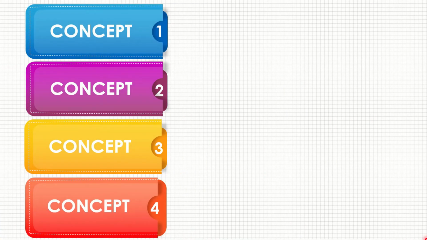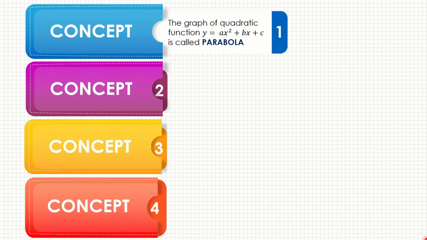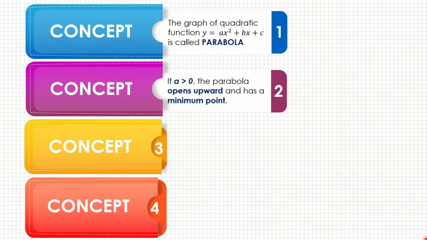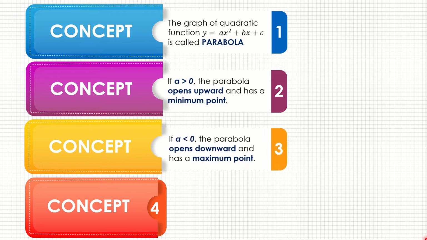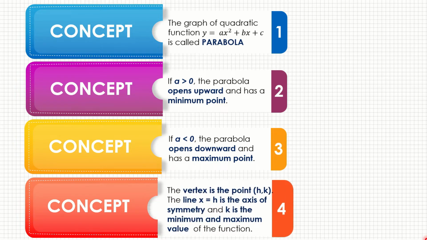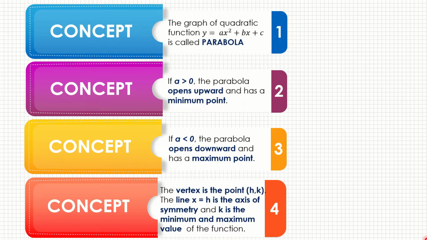Please remember the following concepts. First, the graph of quadratic function y = ax² + bx + c is called a parabola. Second, if a is greater than 0, the parabola opens upward and has a minimum point. Third, if a is less than 0, the parabola opens downward and has a maximum point. And last, the vertex is the point (h, k). The line x = h is the axis of symmetry and k is the minimum or maximum value of the function.